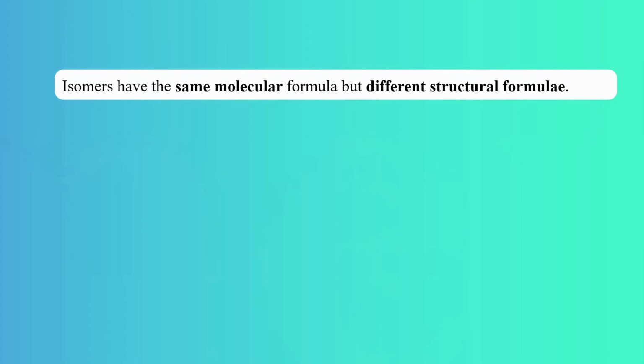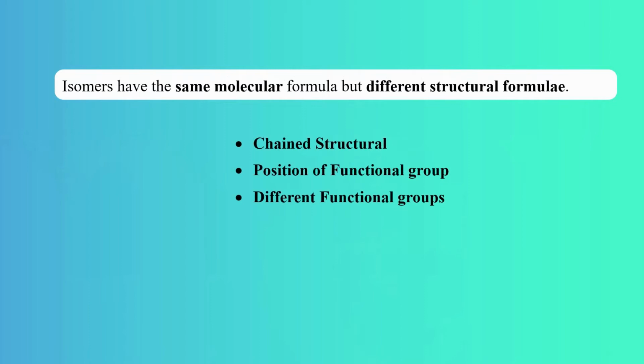Isomerism. This is one of the most important terms. Isomers have the same molecular formula but different structural formulas. So there are chain structure, position, and functional group isomers. These are the structural isomers.